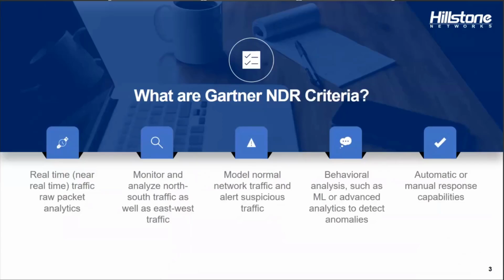So to be qualified as a valid or good NDR product or solution, what are some of the criteria from Gartner? Here is the criteria listed in Gartner's research paper. A good or valid NDR solution must meet these five criteria according to Gartner. First, this NDR product, technology, or solution must be able to analyze the raw traffic in real time, not store the traffic and analyze it offline. This has to be conducted in a streaming mode or batch mode in real time.